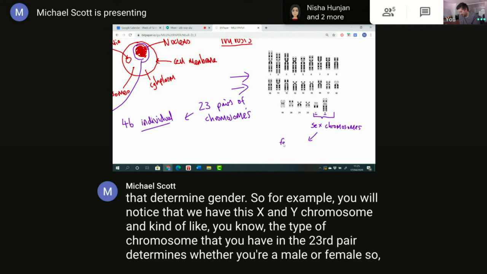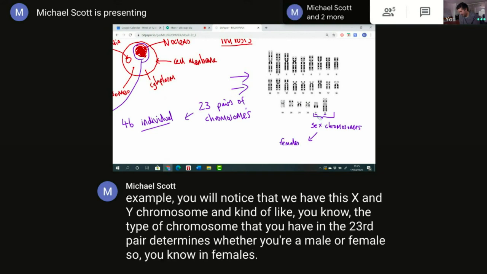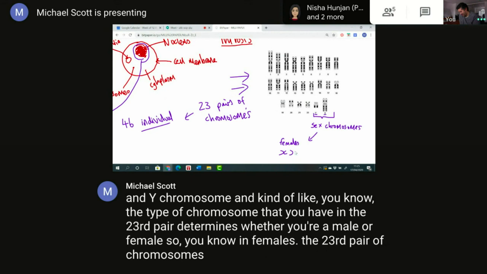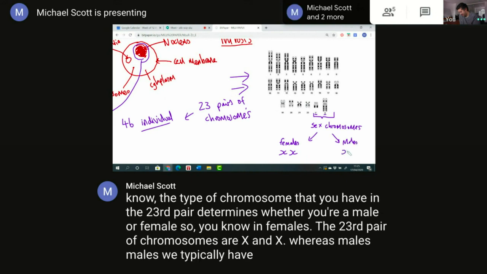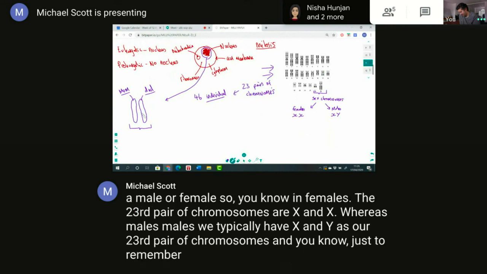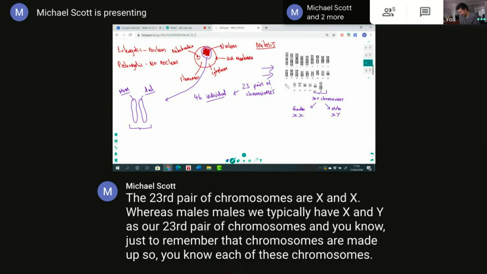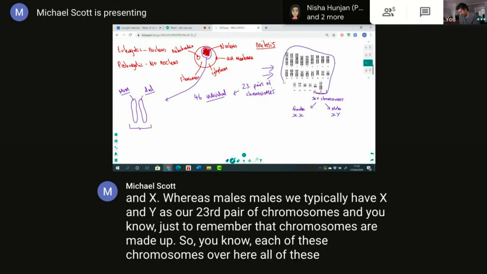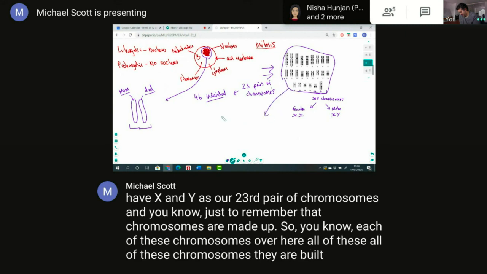In females, the 23rd pair of chromosomes are X and X, whereas males typically have X and Y as their 23rd pair of chromosomes. And just to remember, each of these chromosomes over here, all of these chromosomes, are built from something called DNA.